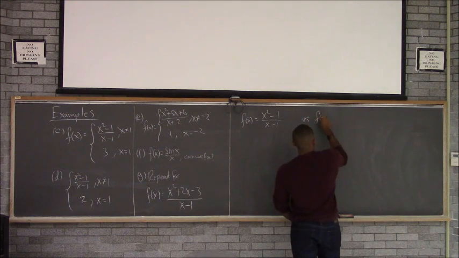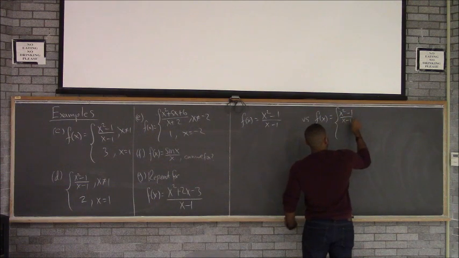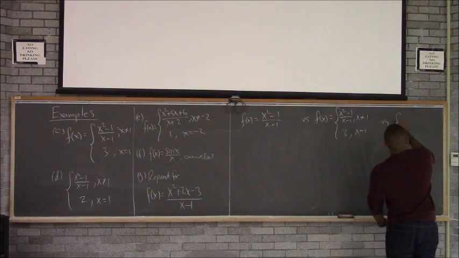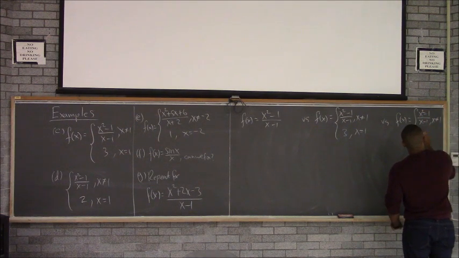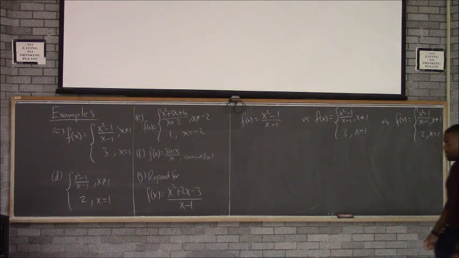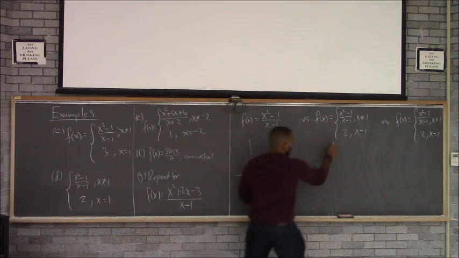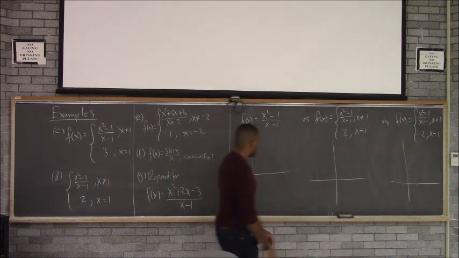Versus this one that we just did: x squared minus 1 over x minus 1 if x is not equal to 1, and it's 3 if x equals 1, versus f of x. What was the difference between these? Well, look at the picture for all of them. You'll start to see that our calculations actually make sense.